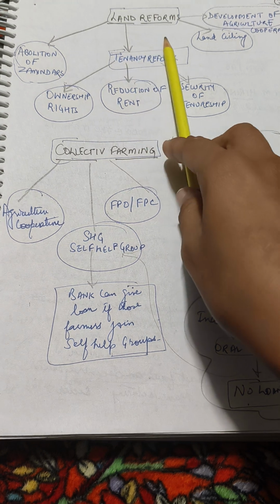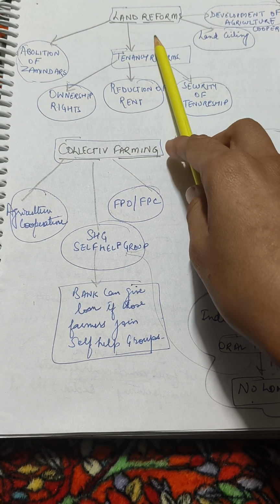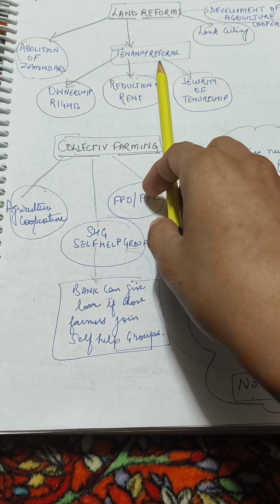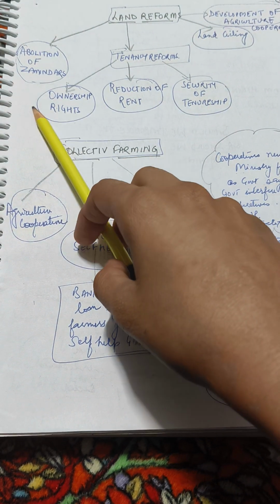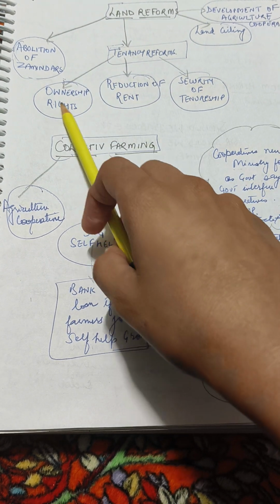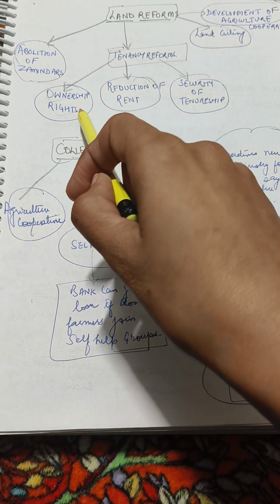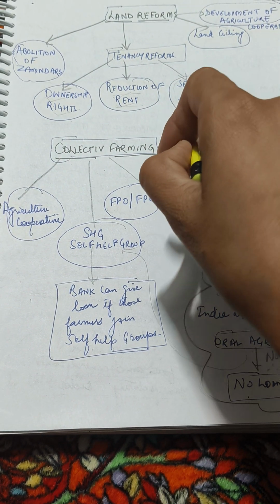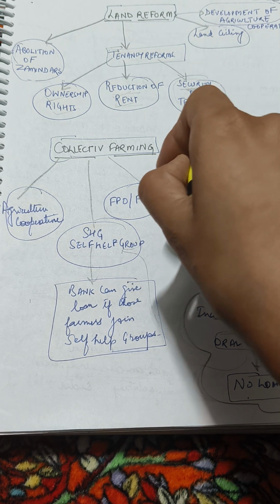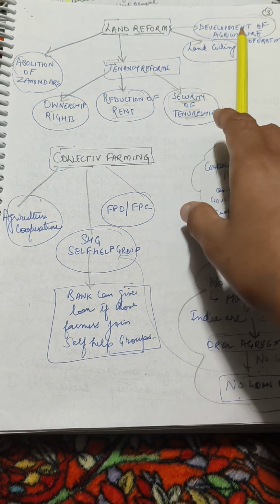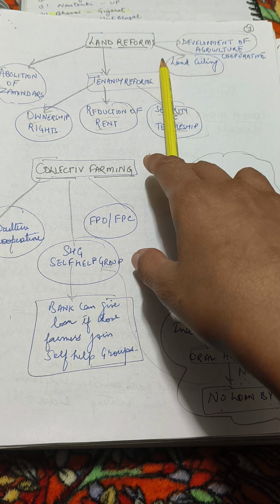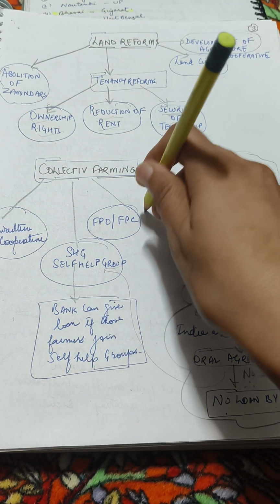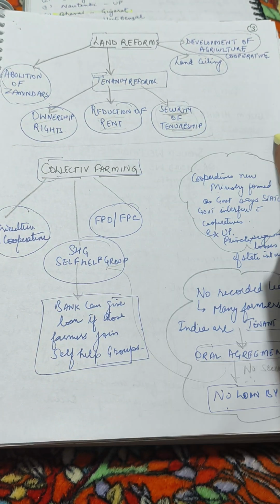Now, there is land reform. In land reform we find that abolition of zamindars has been done, and tenancy reforms later led to ownership rights. Farmers have now been given ownership rights. Rent has been reduced. Security of tenureship is ensured by law. And for the development of agriculture, land reforms and land ceiling have been done. So this is the progress which we have achieved over the years.